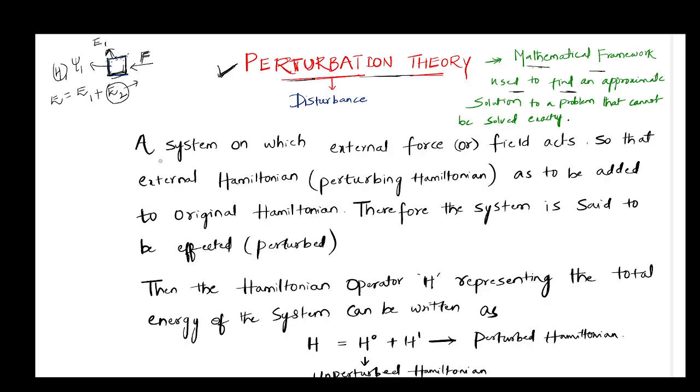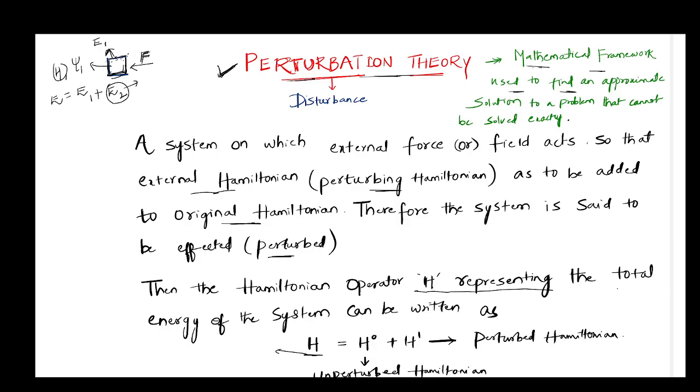Here we have a system on which an external force or field acts, so the external Hamiltonian, the perturbing Hamiltonian, has to be added to the original Hamiltonian. Therefore the system is said to be affected or perturbed. Then the Hamiltonian operator H, representing the total energy of the system, can be written as follows. Capital H indicates the total energy of the system.